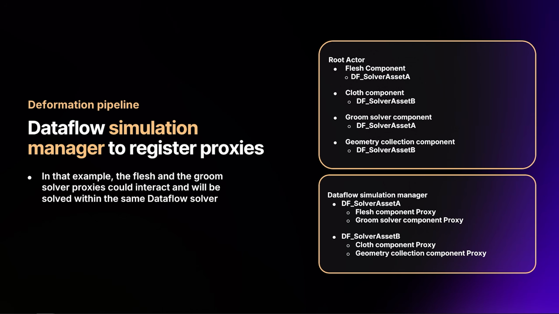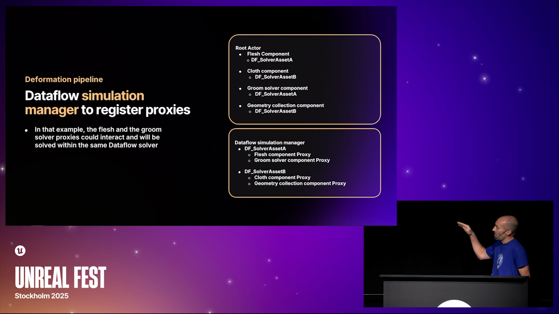So this is, for example, a simple setup example. If you have on the top side an outliner with a root actor, and you have a flesh component, cloth component, a Groom component, a geometry collection component. Each one of them has been assigned to a Dataflow solver asset. The simulation manager will just register some proxy to each one of the solver assets, and you will have access to this proxy within each Dataflow simulation asset.